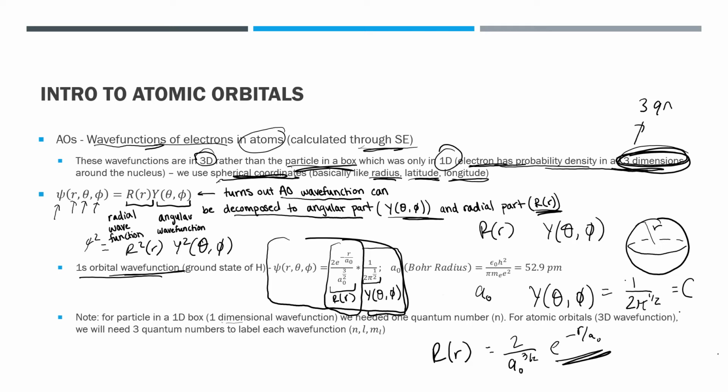So the last bullet point is just rehashing what I said before, that in a particle in a box, it's a one-dimensional wave function, so we only needed one quantum number. But with atomic orbitals, we need 3 quantum numbers because we have 3 dimensions.